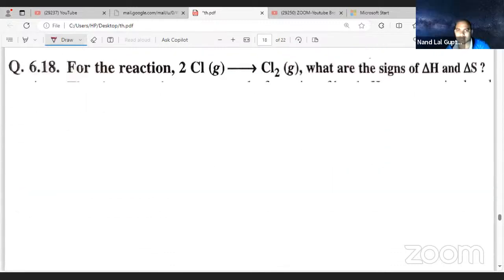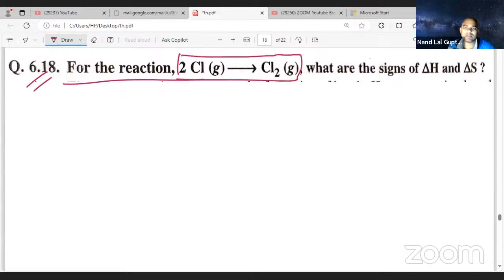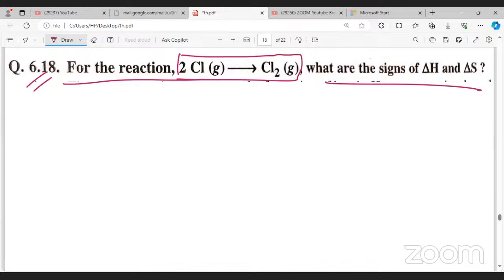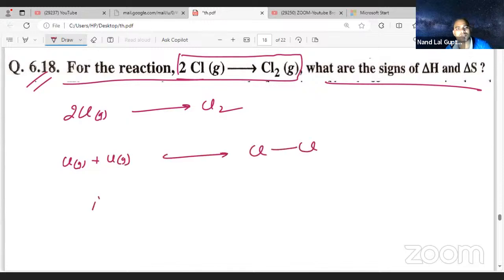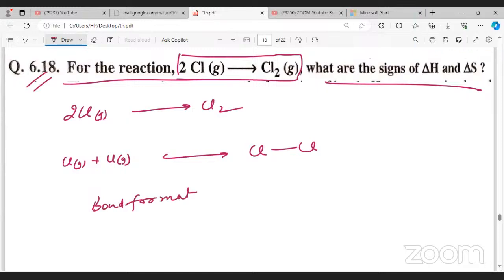See here. Question number 18. For the reaction 2Cl gas to Cl2 gas, what are the signs of delta H and delta S? 2Cl gas to Cl2 means here Cl atom is a gaseous atom plus Cl atom is a gaseous atom. So here is Cl bond formation. So bond formation is endothermic or exothermic? Bond formation is exothermic, releasing heat.